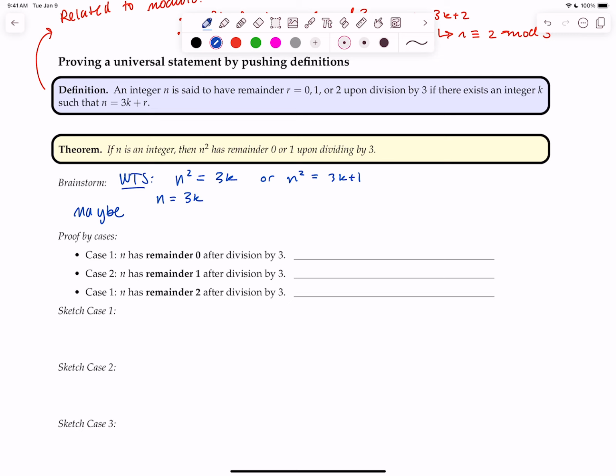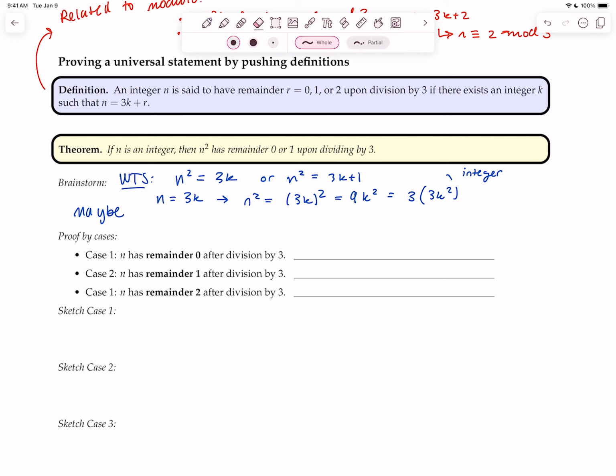So when you get a remainder of 0, n is a multiple of 3, and then n squared, what would that be? Well, it's 3k squared, and we distribute it: 9 times k squared. Oh, but there's a 3 inside that 9, so maybe I can write this as 3 times 3k squared. Oh, look, that right there is an integer.